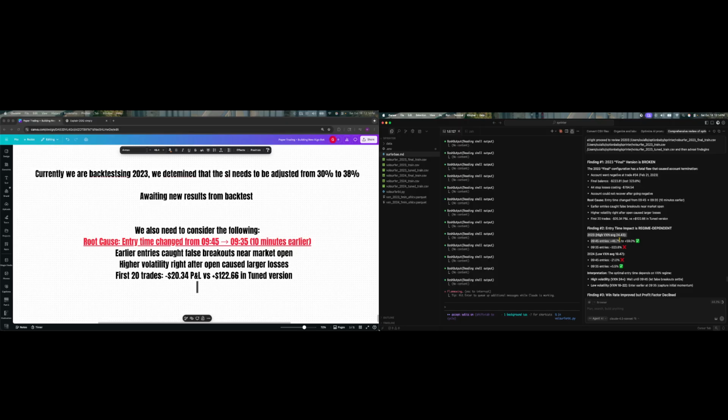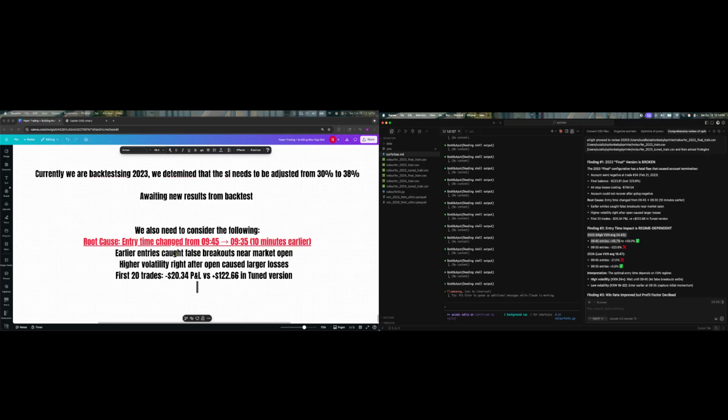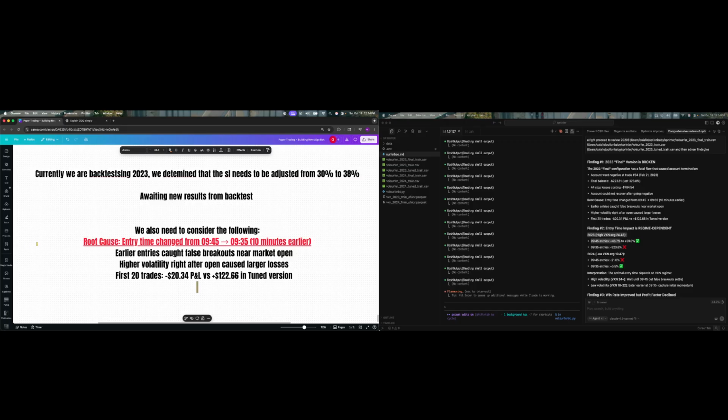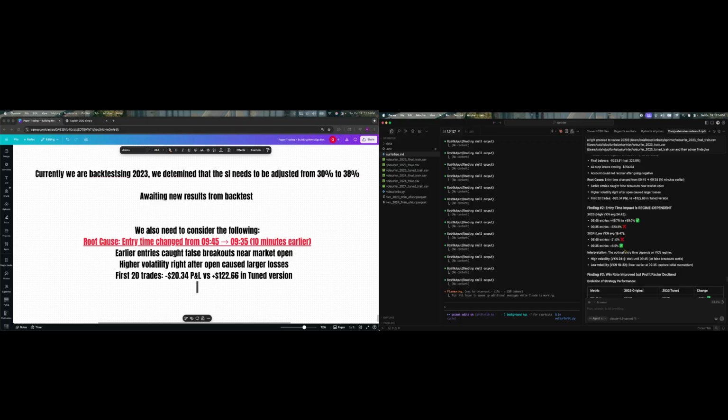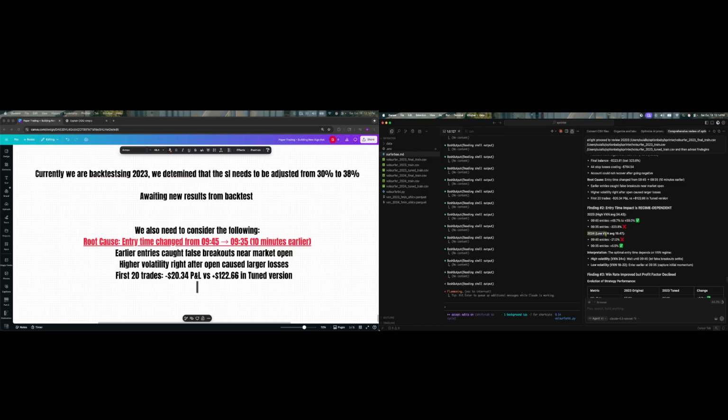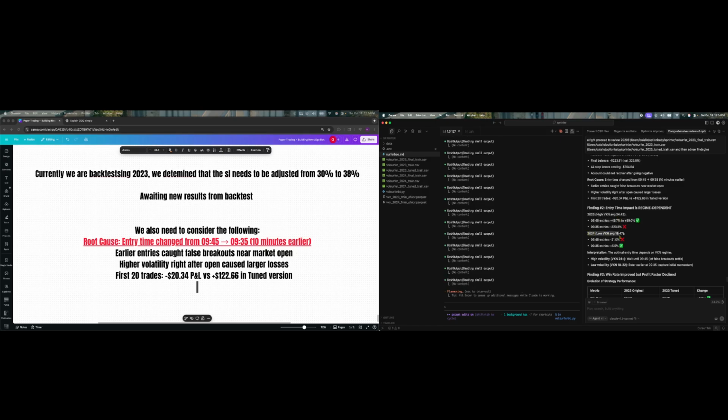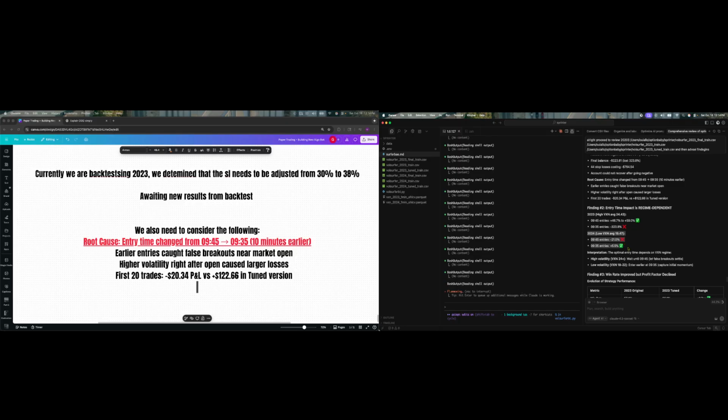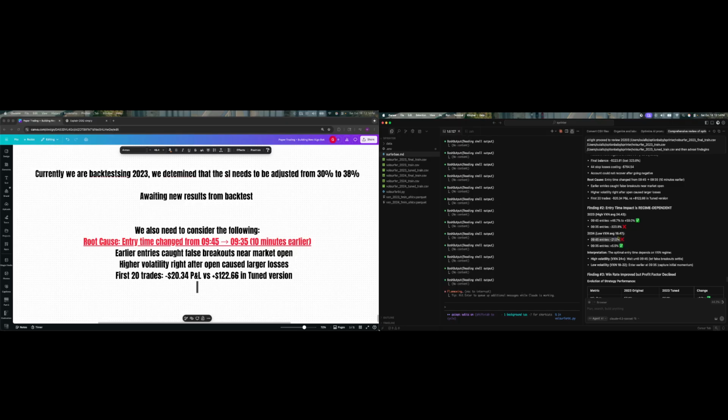That's QQQ. Earlier false. Okay. So this is telling me that high VXN needs 9:45 entries, where low VXN needs 9:35 entries. So we need to be able to have an adaptive entry that can be able to.